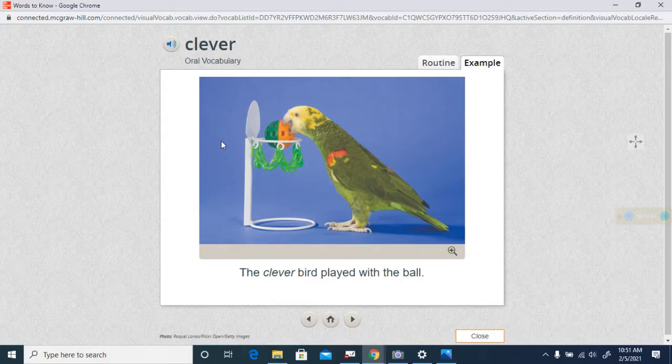Here, the bird is very smart. What is he doing? He has that ball in his beak and he's putting it through the net like a basketball, isn't he? That is one smart, clever bird. Let's look at the next word.